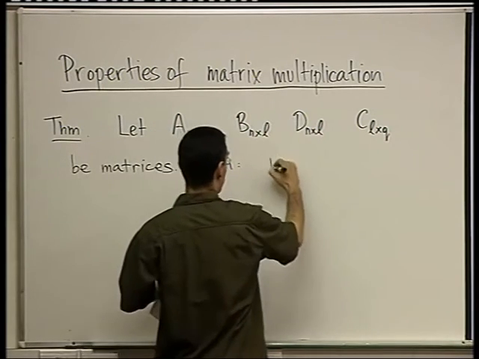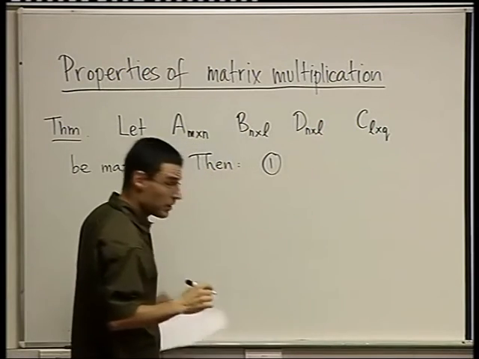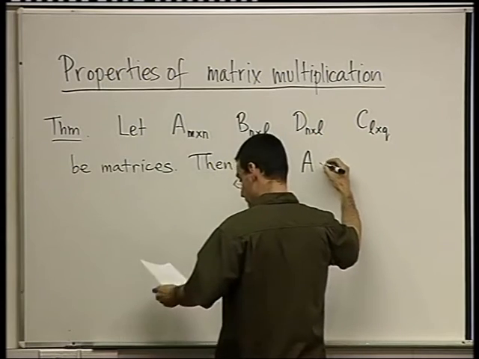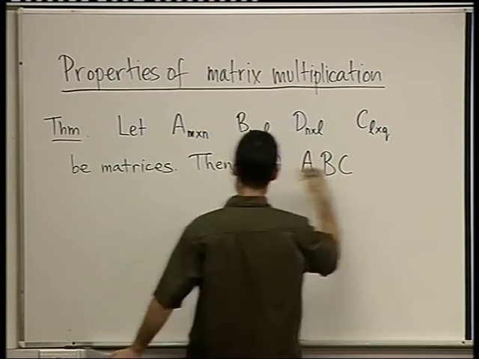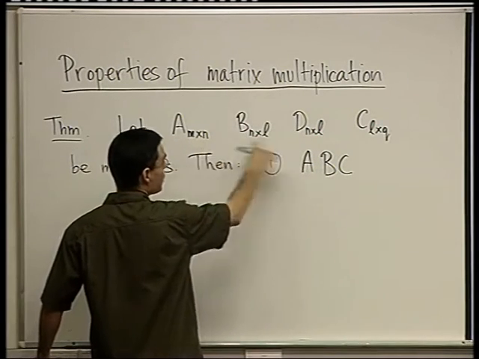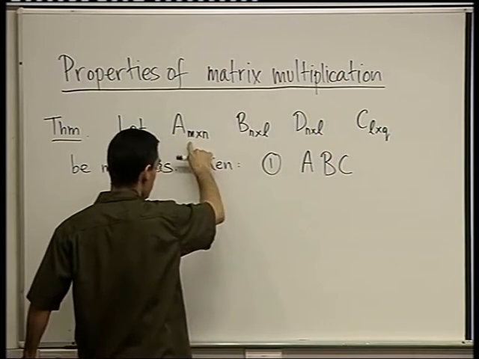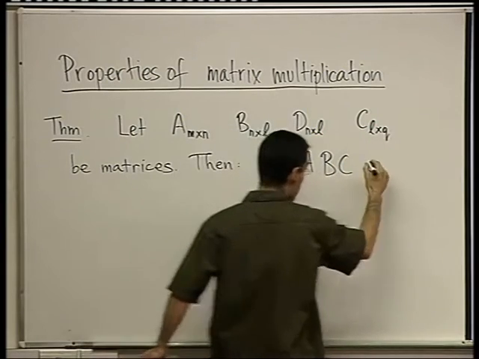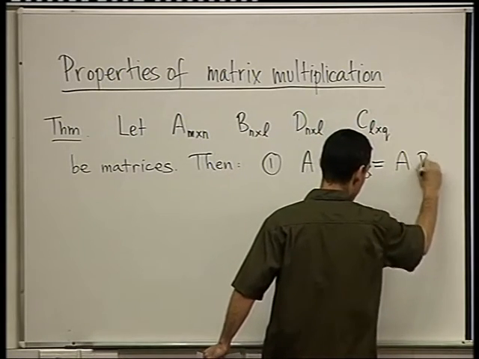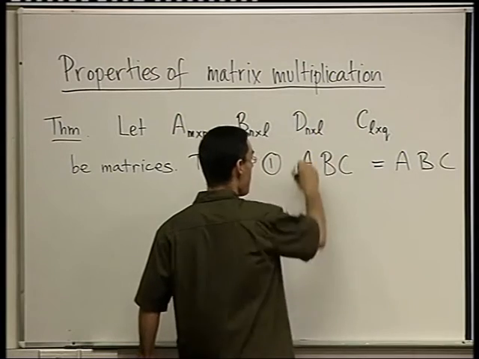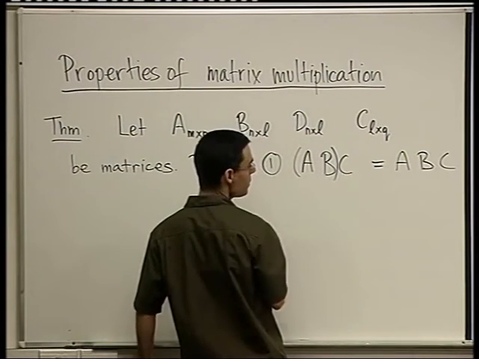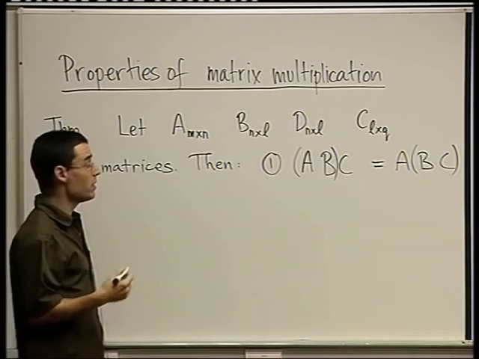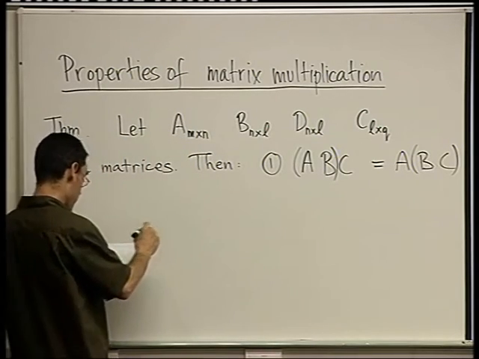the first property is that we do have associativity. So if we take A, B, and C, and you can check that they match in terms of the dimensions. So this is m by n, this is n by L, and this is L by Q. So this equals A times B times C, whether we first do this product or whether we first do this product. So this is associativity of matrix multiplication.